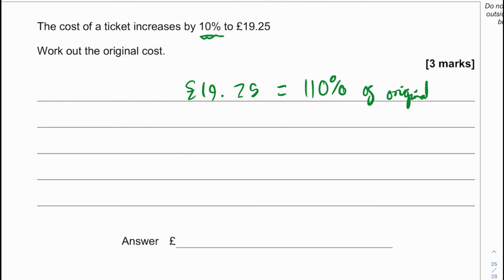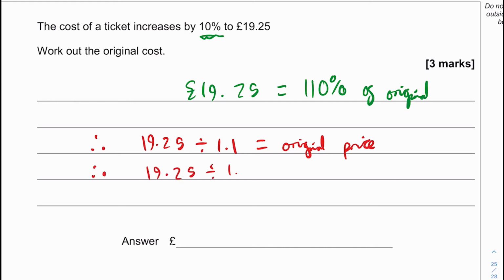So we can then say, therefore, 19.25 divided by 1.1, which is equal to our 110%. This is equal to original price. So again, therefore, £19.25 divided by 1.1 is equal to, just grab the calculator, that is equal to £17.50, which is our original price, £17.50.